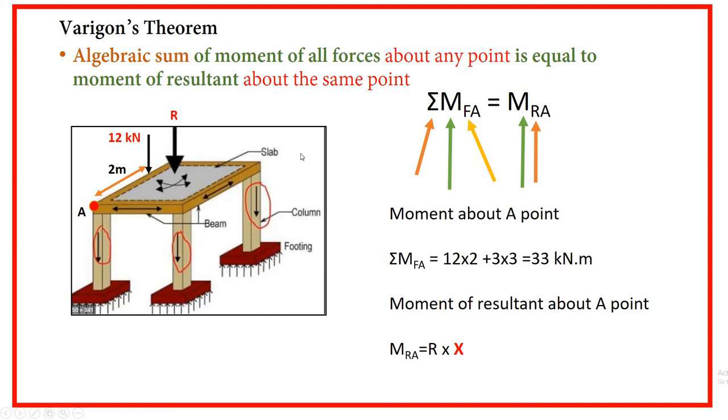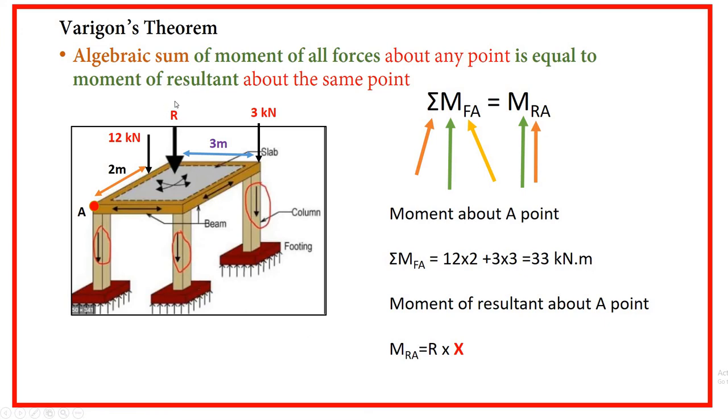Let us understand the same by example. Now this 12 kilonewton is 2 meter away from point A, and what about the moment? It is 12 into 2, and it is 24 in the clockwise direction, right? Now the other force is 3 kilonewton, and it is at a 3 meter perpendicular distance from point A. So 3 into 3 is 9. So the total moment is 12 into 2 plus 3 into 3, which is equal to 33 kilonewton meter.